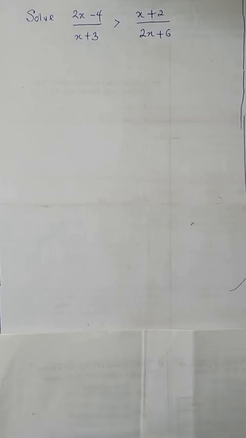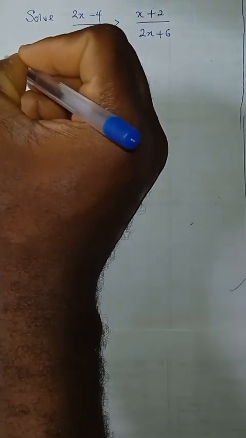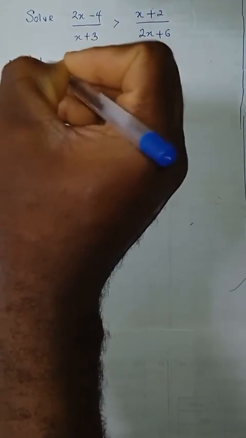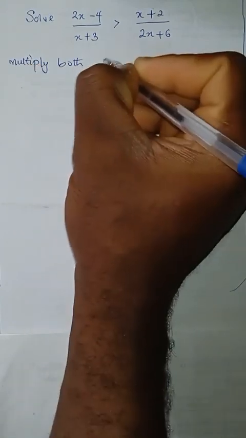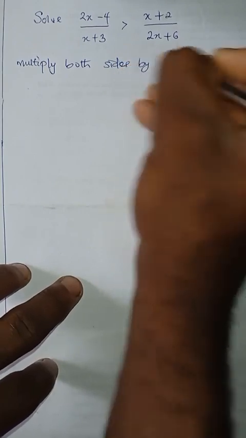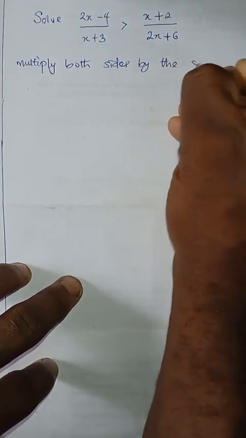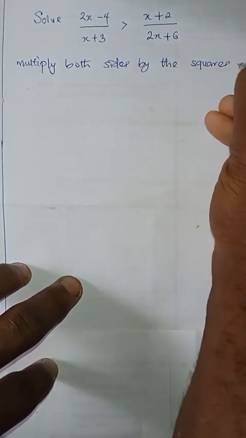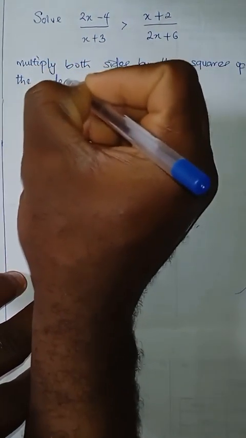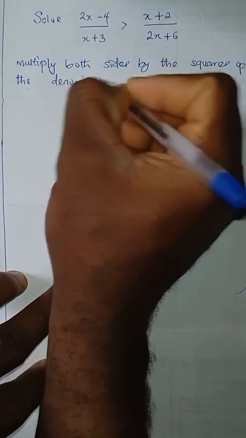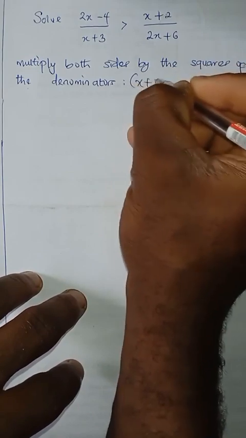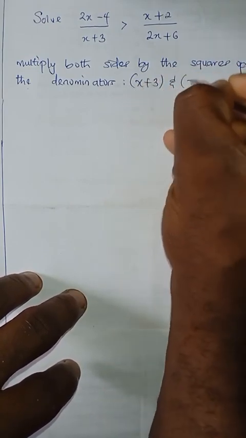Now, the first thing we are going to do is to multiply both sides by the squares of the denominators. So what are our denominators? Let me just write them. We're referring to x plus 3 and 2x plus 6.